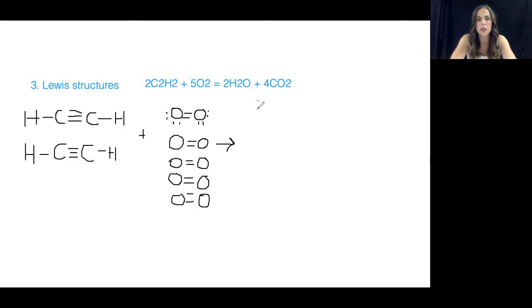So we have hydrogen, we have oxygen, and we have another hydrogen. Okay, oxygen has 6 valence electrons, hydrogen has 1, so we have 8 total. There's 2, 4, 6, 8.